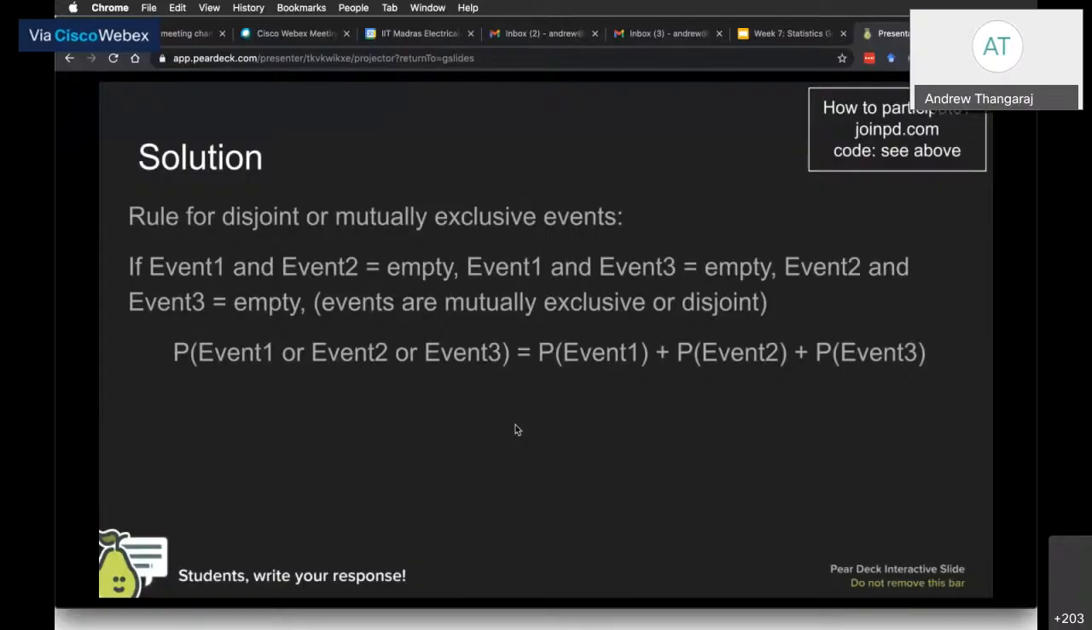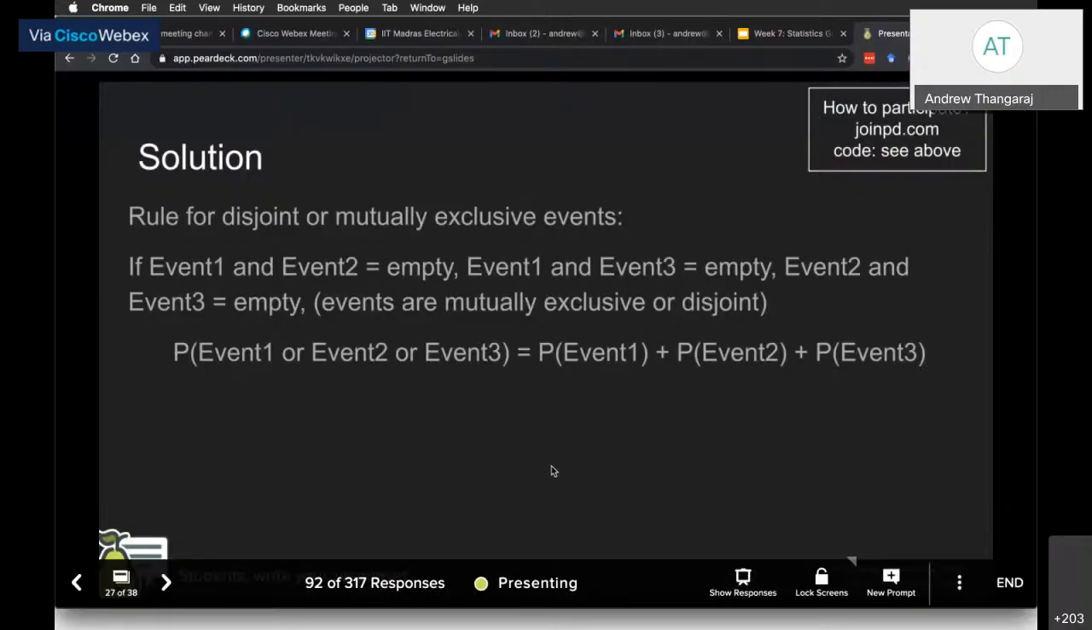How will you handle the situation if you don't know that event 1, event 2, event 3 are mutually disjoint? Okay, disjoint or mutually exclusive. If you don't know that, how will you do it? Okay, I'll give about a minute. I'll wait for about 5 or 10 more responses and then go on.